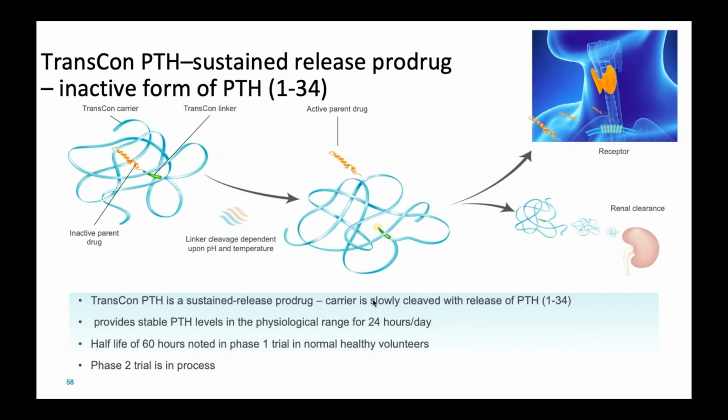There is another molecule, TransCon PTH, which is a sustained release prodrug. This is really administering the inactive form of PTH 1-34. It is the PTH molecule attached with a linker to a carrier molecule. The carrier is slowly cleaved, releasing the PTH, and then the carrier is eliminated through the kidney. This has been demonstrated to provide stable PTH levels in the physiologic range for 24 hours per day. The half-life of TransCon PTH has been noted to be 60 hours in a phase 1 trial in normal healthy volunteers, and the phase 2 trial is currently in process.